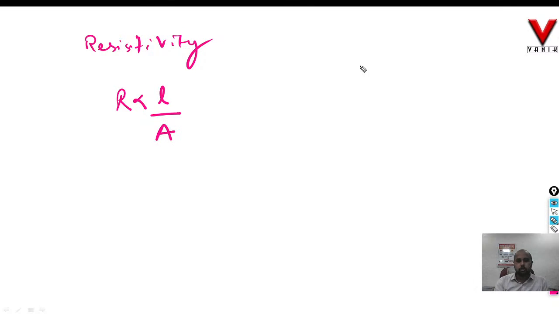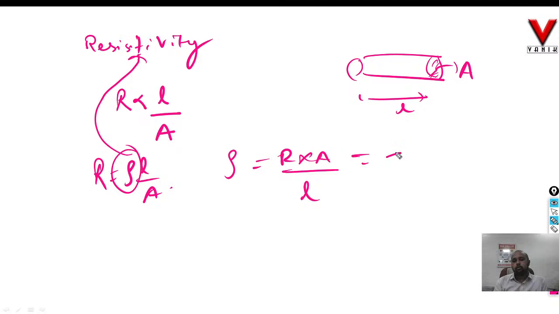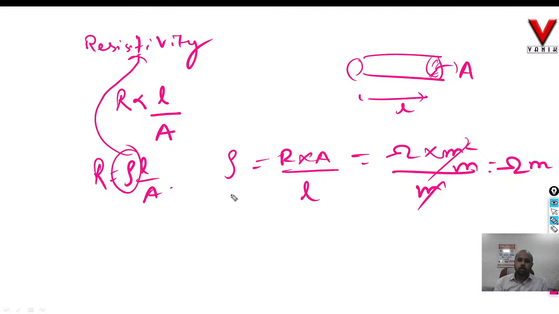Proceeding to the next term, we have here resistivity. Now we write resistance is directly proportional to the length of the conductor, inversely proportional to the cross sectional area. This is a conductor, so length, cross sectional area. So R is written as rho L by A. This is a constant and this is nothing but known as resistivity. So I can write rho as R into A by L. So this is ohm into meter square by meter. So this is equal to your ohm meter.